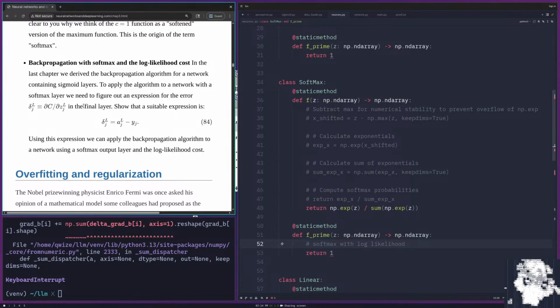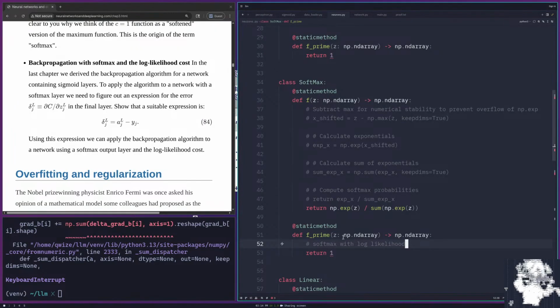Backpropagation of a softmax and the log likelihood cost. In the last chapter, we derived the backpropagation algorithm for a network containing sigmoid layers. To apply the algorithm to a network with a softmax layer, we need to figure out an expression for the error. Delta j is defined as the derivative of C with respect to z_j in the final layer. Show that a suitable expression is delta j equals a_j minus y_j. Using this expression, we can apply the backpropagation algorithm to a network using a softmax output layer and the log likelihood cost. I thought we already did that.